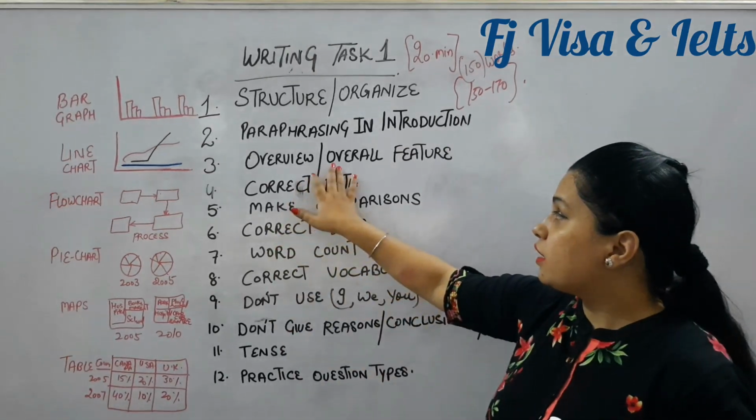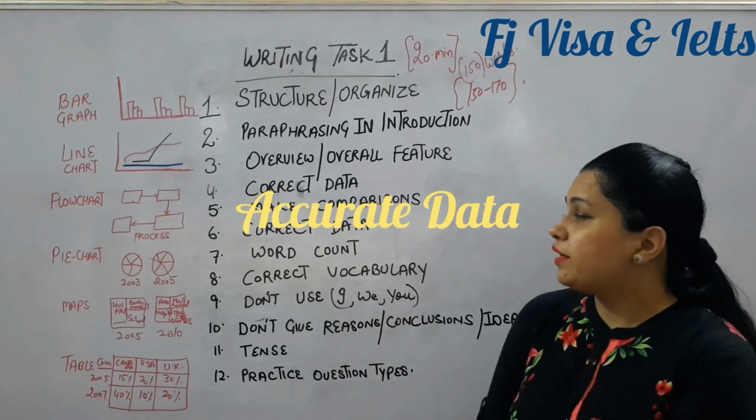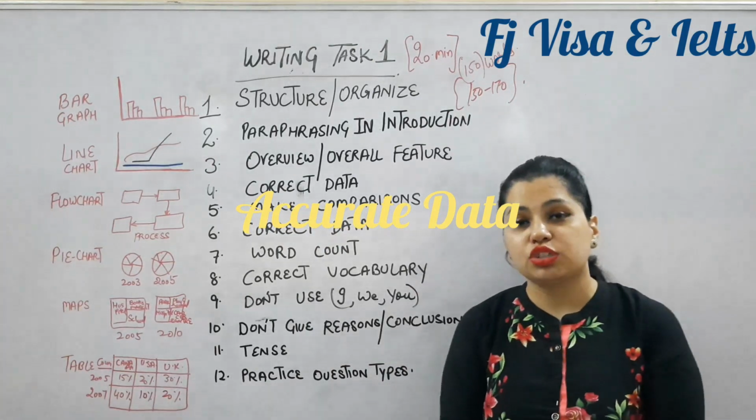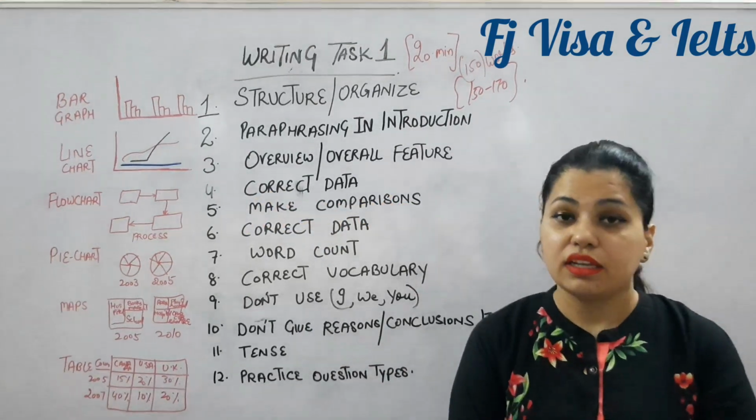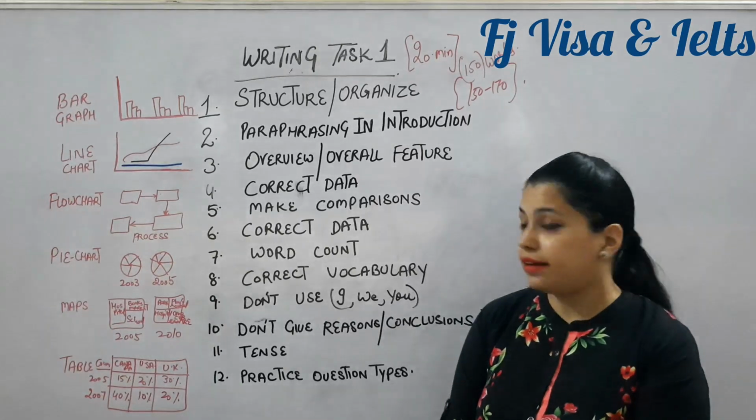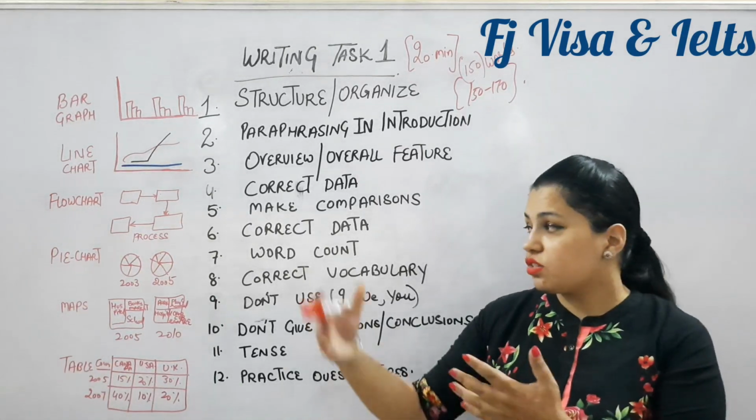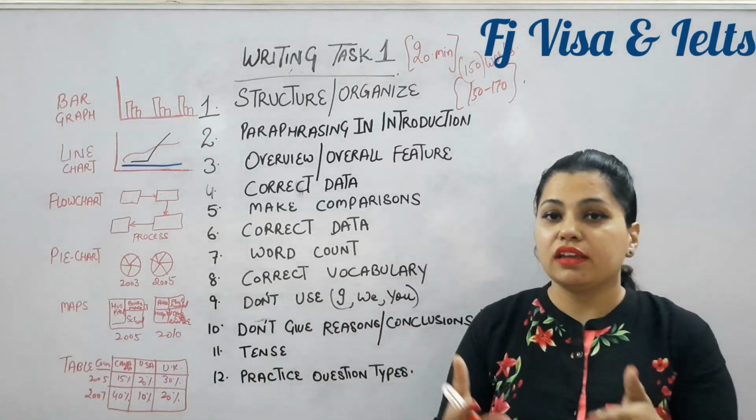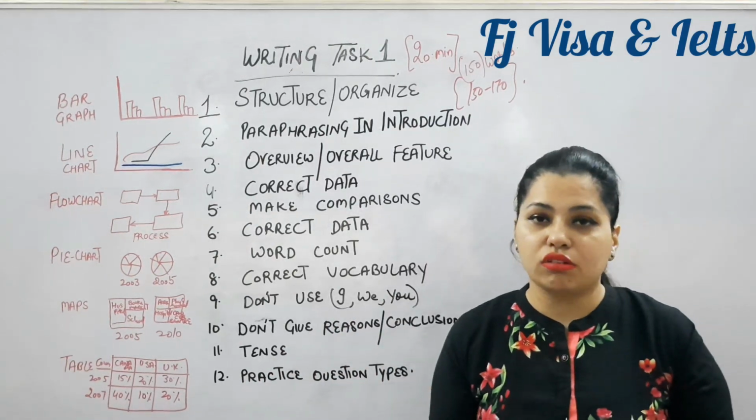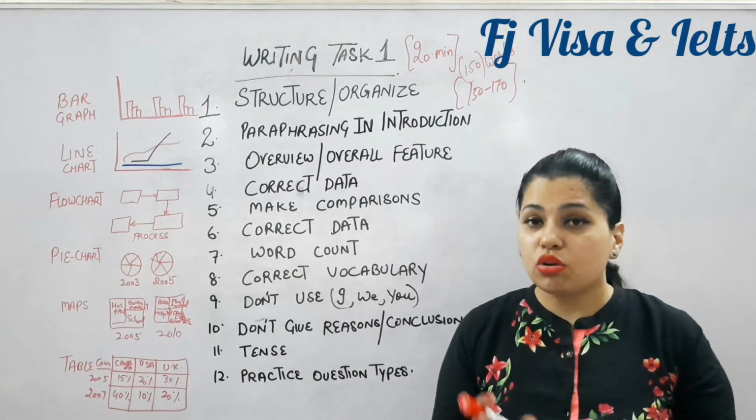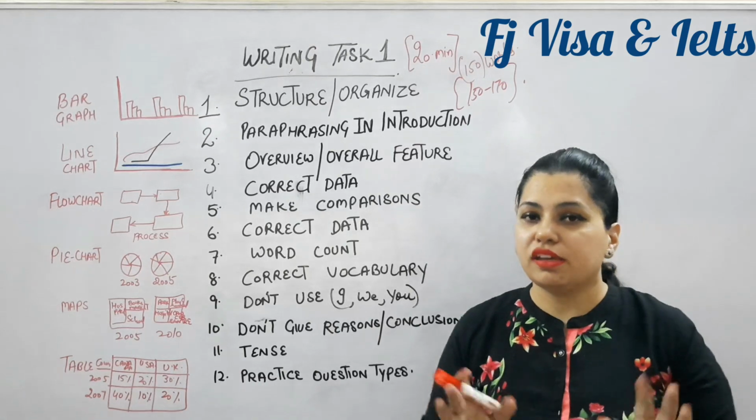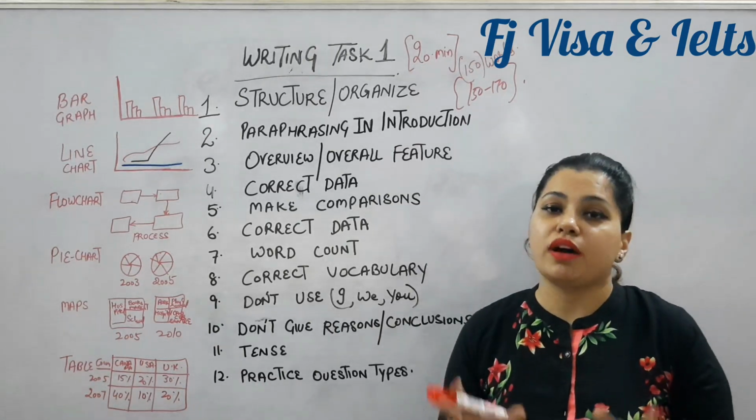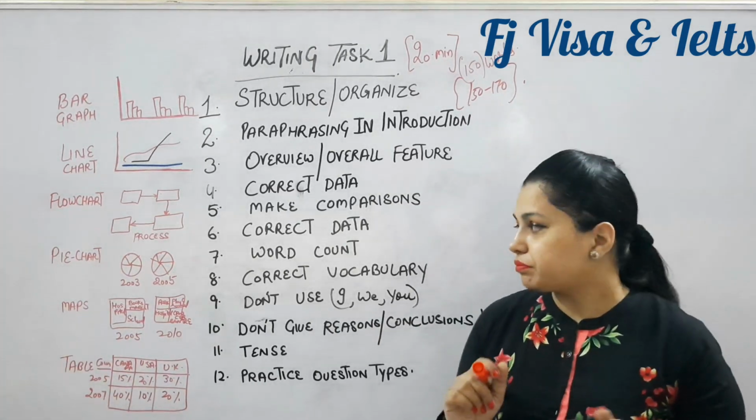After that, the fourth point is correct data. Whatever information you summarize in your whole chart, it should be correct. Like if the percentage is given as 25% and you are writing 24, that is wrong, or 42, that is wrong. So correct data should be given in Task 1, otherwise your marks will be deducted.